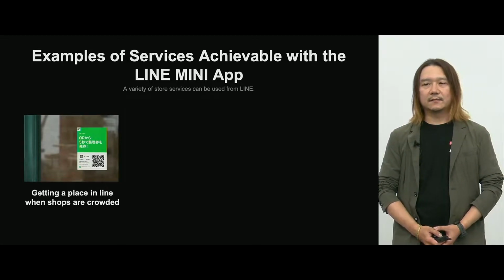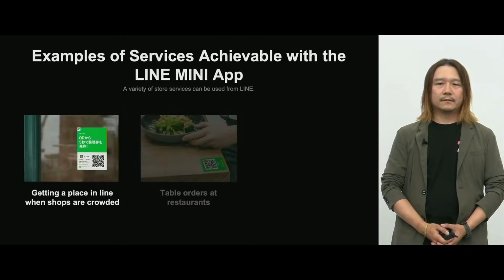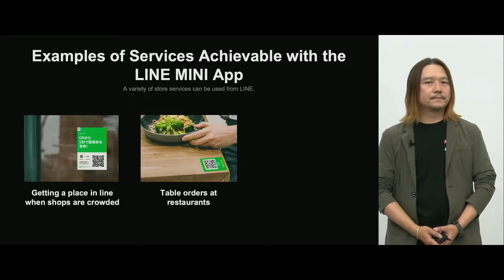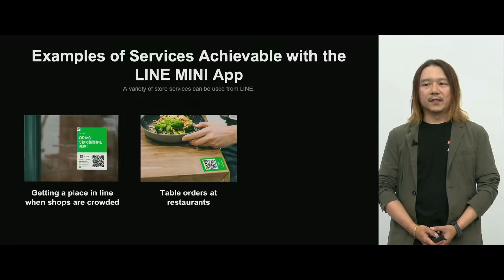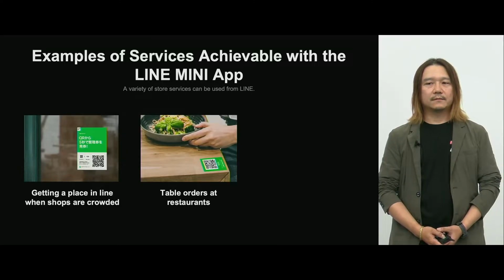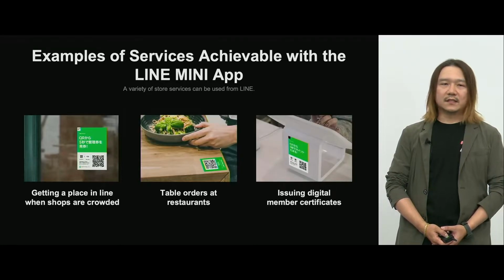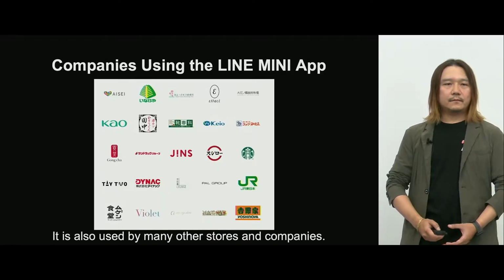I would also like to explain some services which can be realized on the LINE mini app. The first one is taking a place on a waiting list, and this uses a number ticket system. The second is the table order system used at restaurants. The user can use their own phone to see the menu and place an order. And the last example is the store's digital member certificate system.